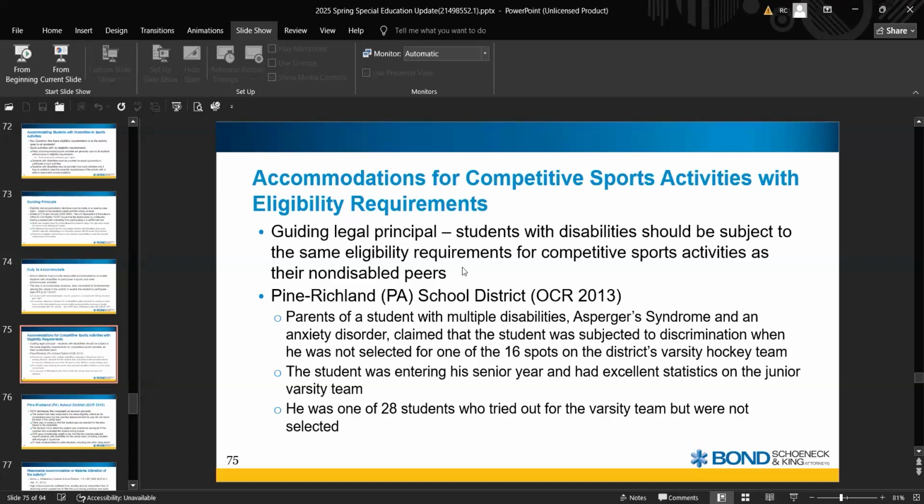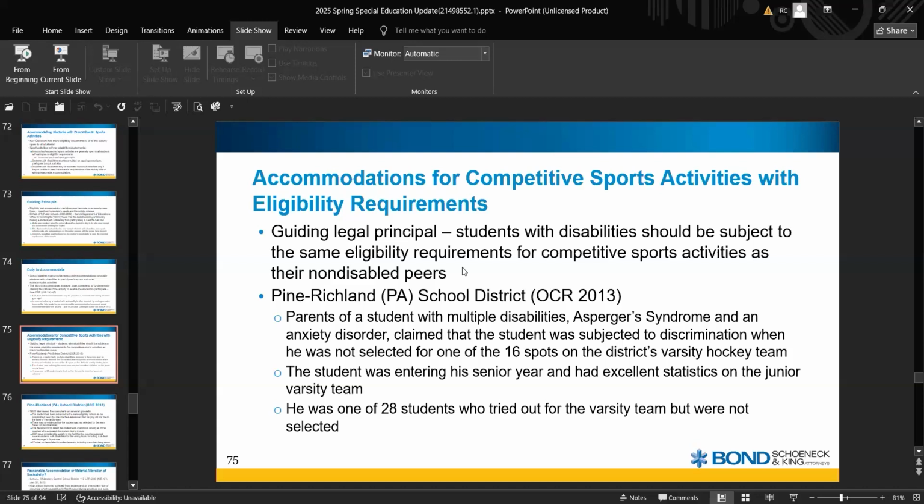A good parent who's knowledgeable could bring it up. If you are a CSE chair or a 504 chair, it's a good idea at a meeting to say, what have you got coming up this year? You're going to do the play, or you're going to try out for the team. Try to think in advance and anticipate, is there an accommodation needed during a tryout process or so on? But again, we're not altering the activity, we're not altering the tryout practice.